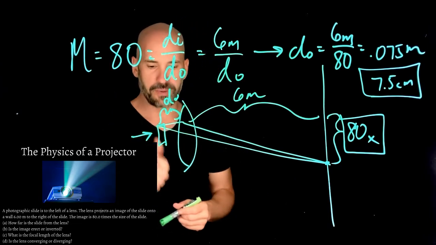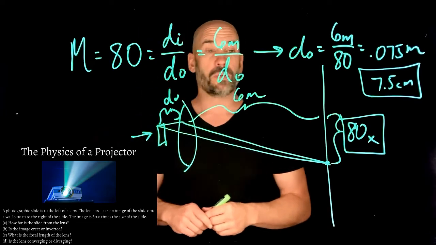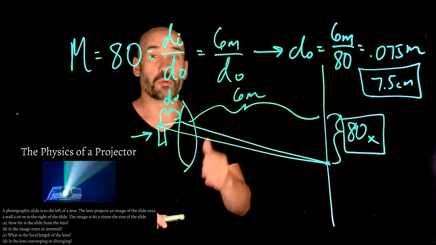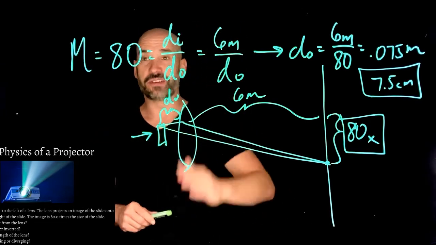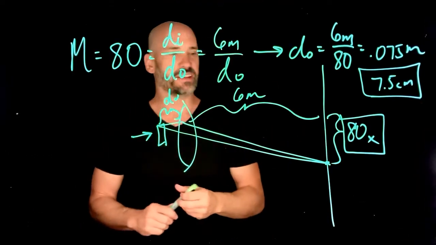All right, part B. Is the image erect or inverted? Well, remember, this is a real image, and real images are always inverted. So B must be inverted. What is the focal length of the lens?